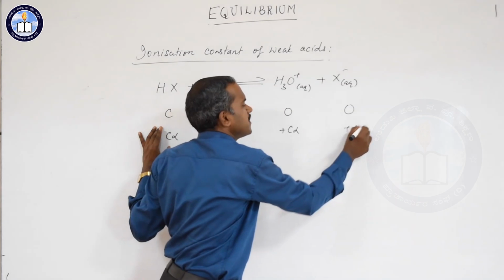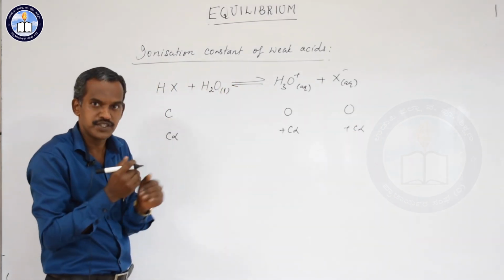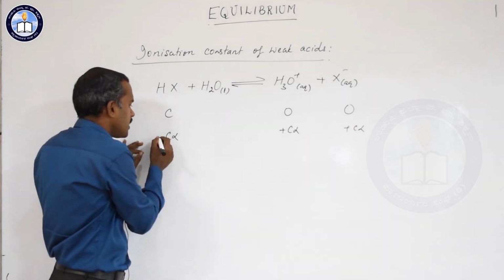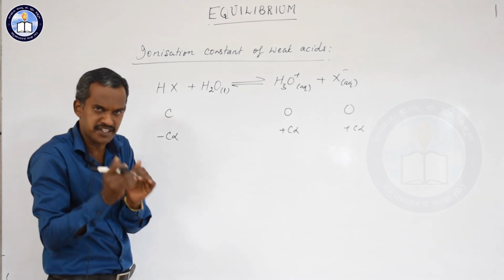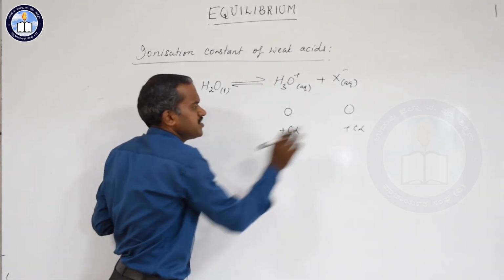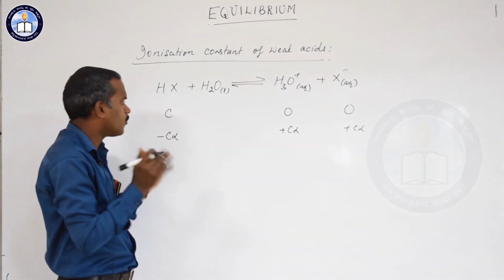Here also I will write plus C alpha. Okay, this is the extent of reaction. Reaction started here, so it is decreasing. On the reactant side, the concentration of the substance is decreasing. On the product side, concentration is increasing. Okay, so now at equilibrium, what is the concentration?